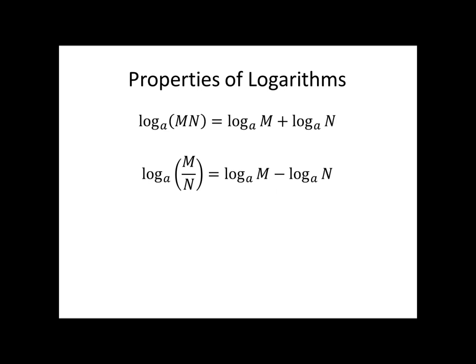But moving on, the log base a of m times n. This is what we refer to as a product rule because m and n are being multiplied together. When we have the log of two or more things multiplied together, we can separate them out into multiple individual logarithms that are added up. So the log base a of m times n is equal to the log base a of m plus the log base a of n.